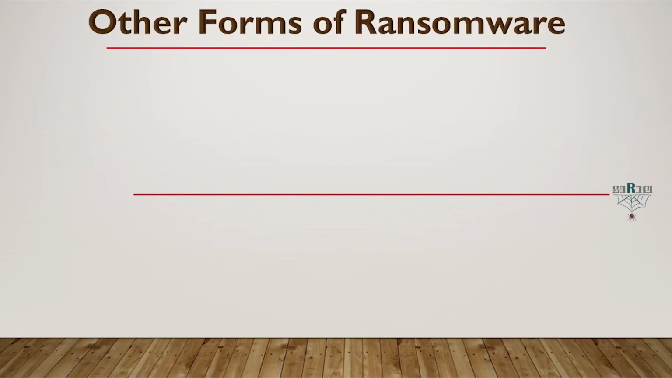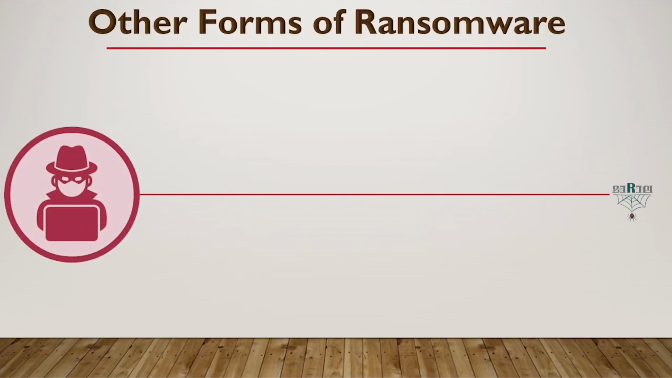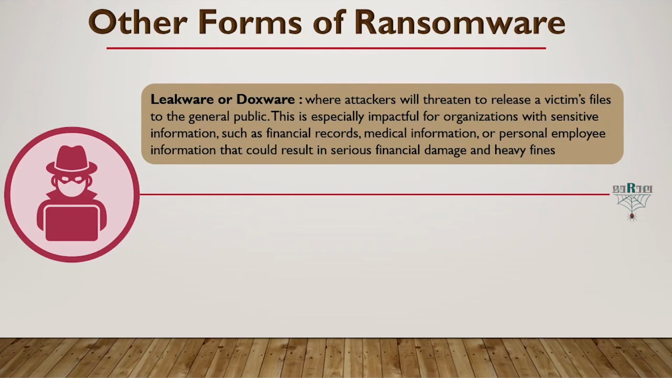Other forms of ransomware. Not all ransomware will encrypt a victim's files. Generally, once an attacker has access to a victim's files on a level, they are able to encrypt them. They can do as they please with the system. As such, attackers will use other methods. One such method is through leakware or doxware, where the attacker will threaten to release victims' files to the general public. This is especially impactful for organizations with sensitive information, such as financial records, medical information, or personal employees' information that could result in serious financial damage and heavy fines if these files are compromised.